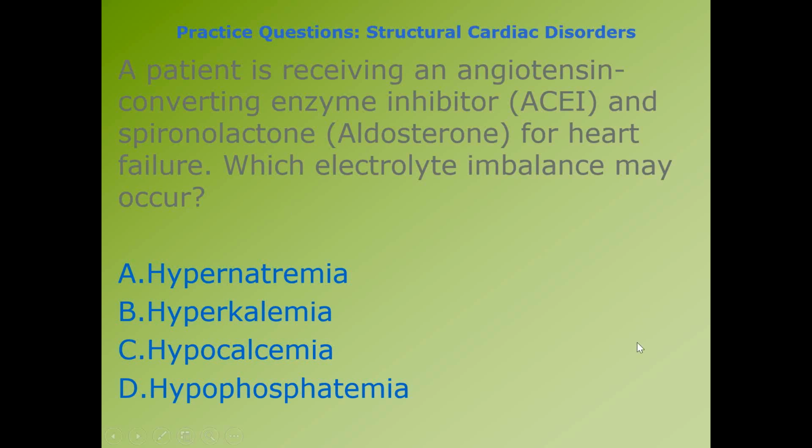A patient is receiving an angiotensin-converting enzyme inhibitor and spironolactone for heart failure. So which electrolyte imbalance can occur? With this question, you have to do lots of different things. You have to first think, okay, well, what does aldosterone normally do? In the presence of aldosterone, the kidneys will hold on to sodium. That's very, very important. Kidneys will hold on to sodium, and therefore they'll hold on to water, and that's why you have fluid overload.